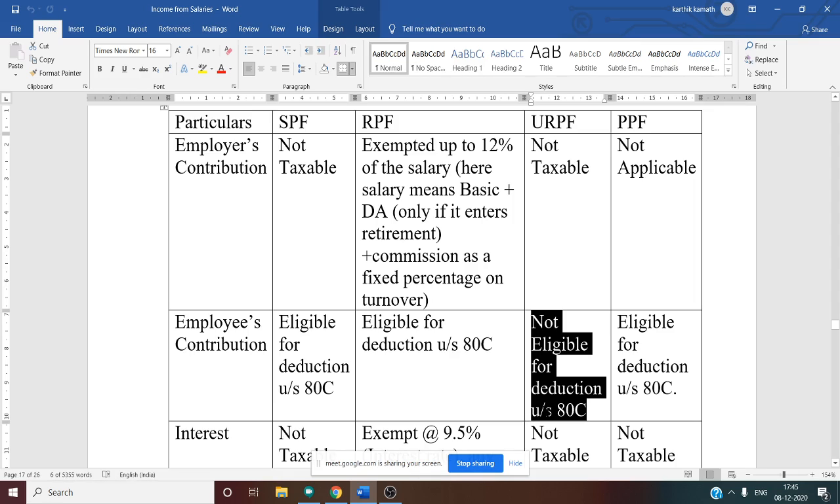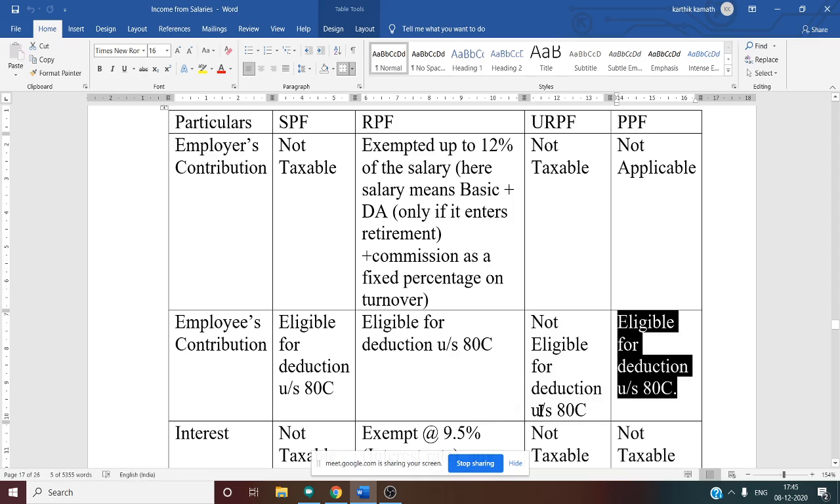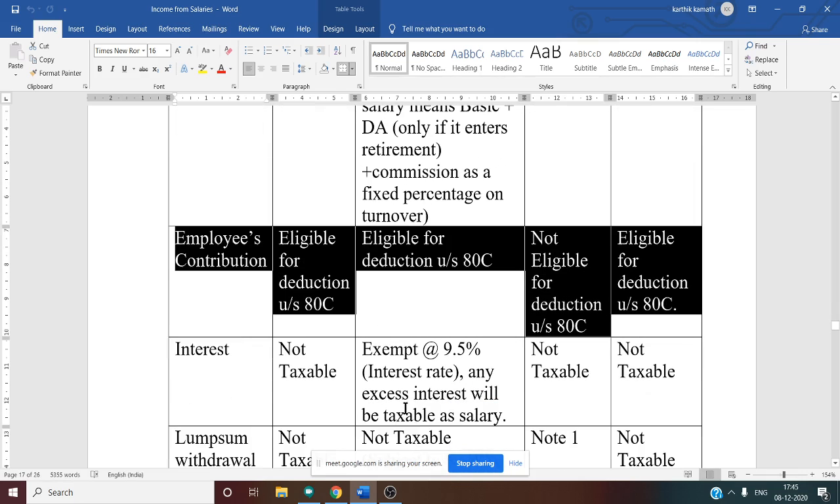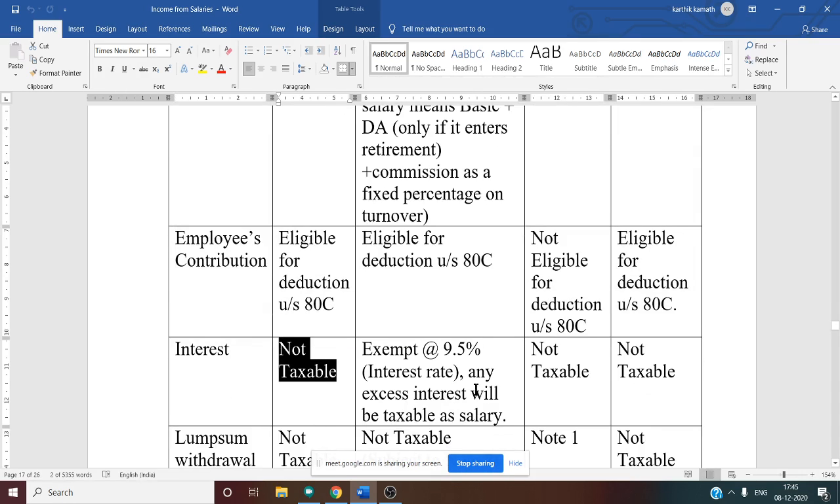See this, not eligible for deduction, and PPF eligible for deduction under 80C. So in short, you can say all the funds are eligible for deduction under 80C, employee's contribution, except for URPF. Why? Because it is unrecognized provident fund. It is not recognized by the Commissioner of Income Tax. Next, interest calculation. Interest of SPF is not taxable.